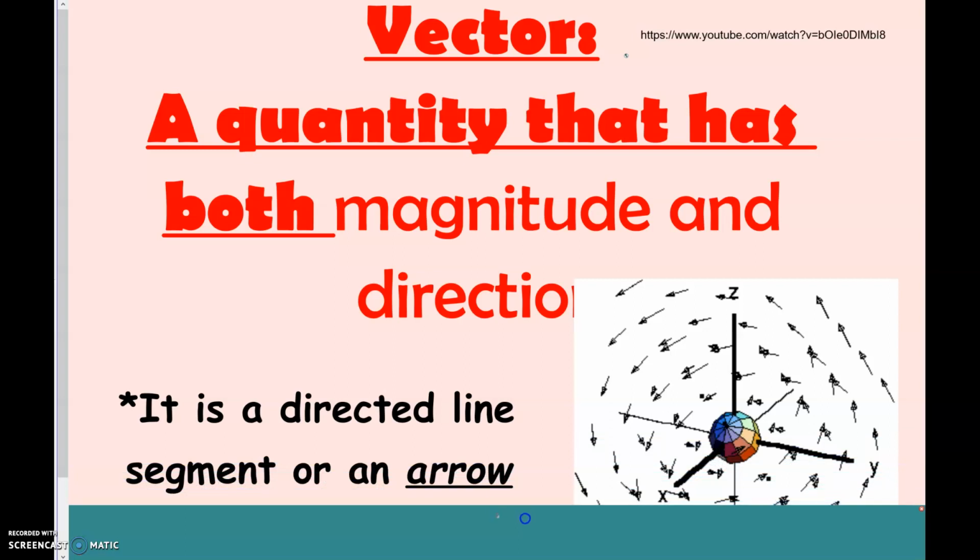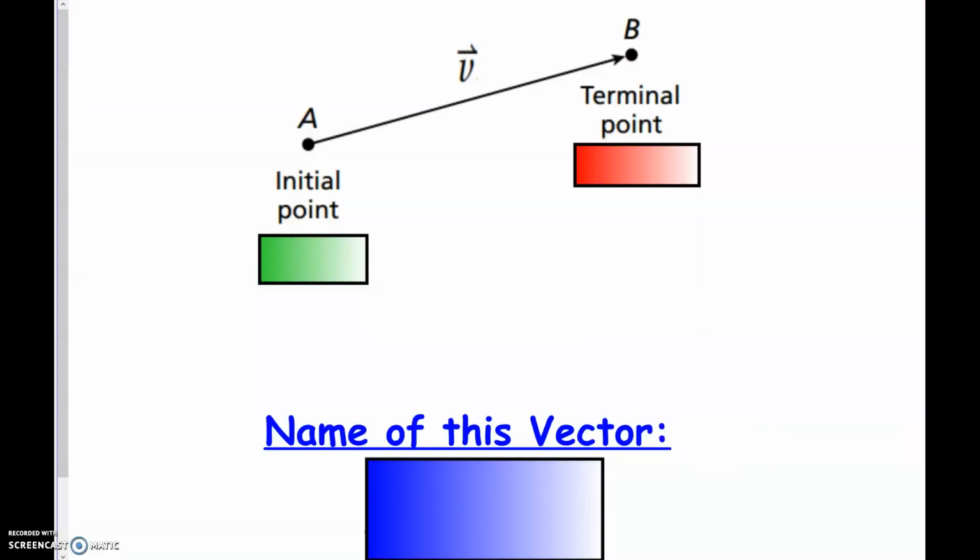So what is a vector? A vector is a quantity that has both magnitude and direction. It is a directed line segment or an arrow. If you recall, we would write a vector with one line above it, and it would be AB. So this is a vector starting at the initial point A going in the direction of B. The name of this vector would be A initial point, B, with the line above it. And remember, vectors only have one arrow on the end.